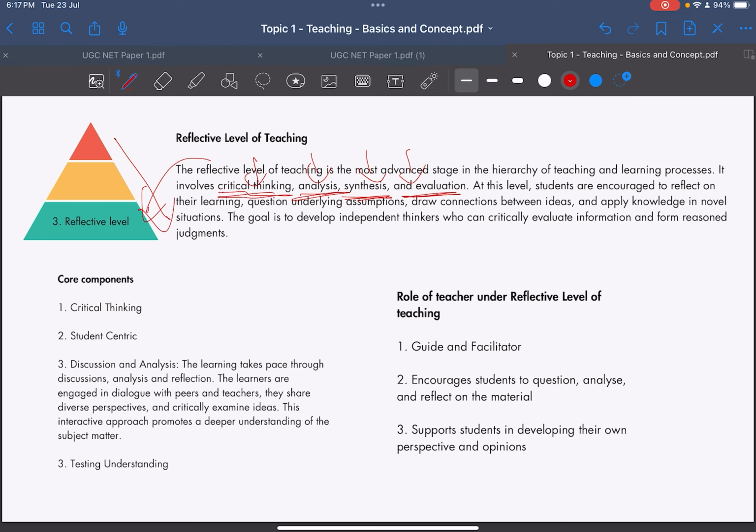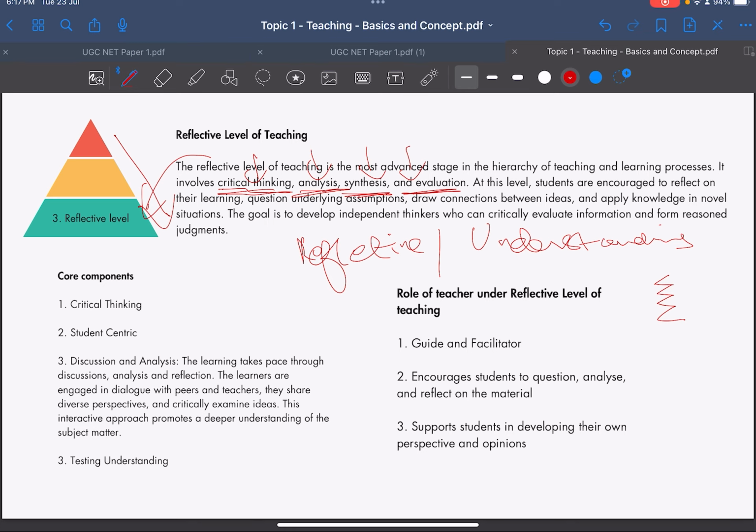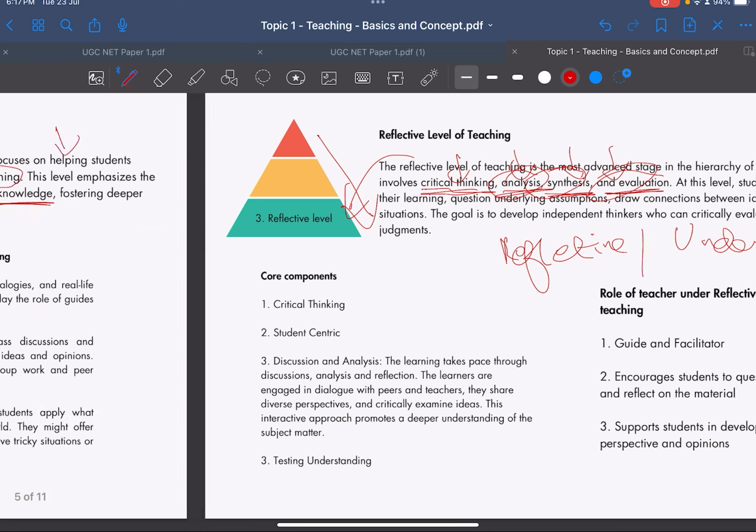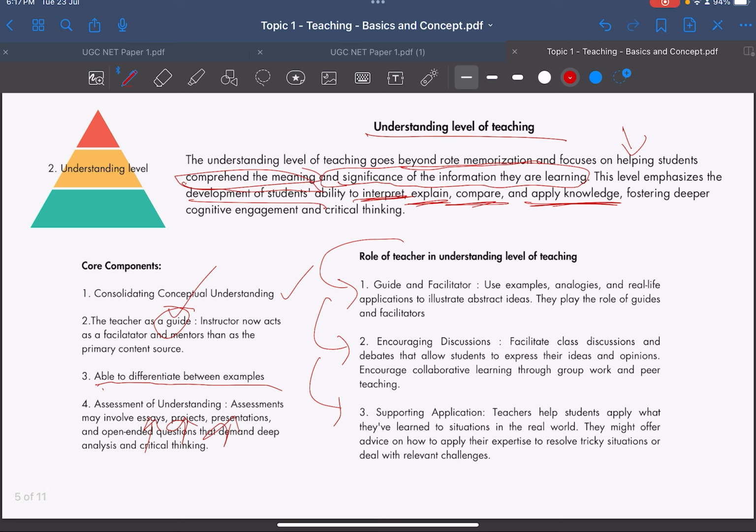Most often than not, we do get confused between reflective level of teaching and understanding level of teaching, and sometimes the definition can get a little vague. So the more past years' papers and MCQs you do, the better your understanding will form. But to summarize it for you, reflective level of teaching is more towards synthesis, analysis, evaluation, and understanding is more about differentiating different examples, being able to figure out what is right, what is wrong.